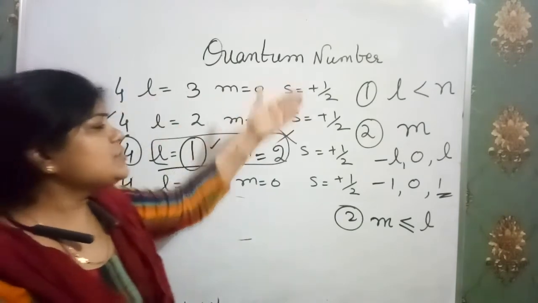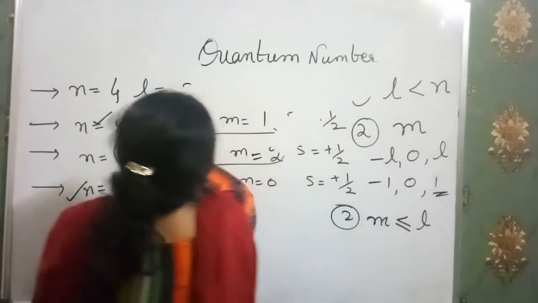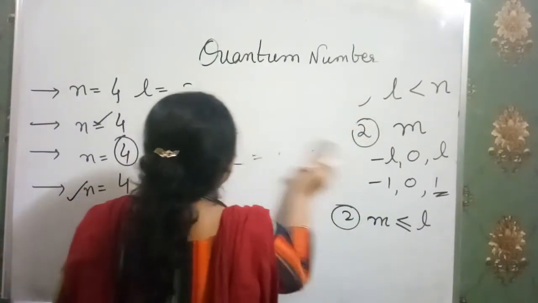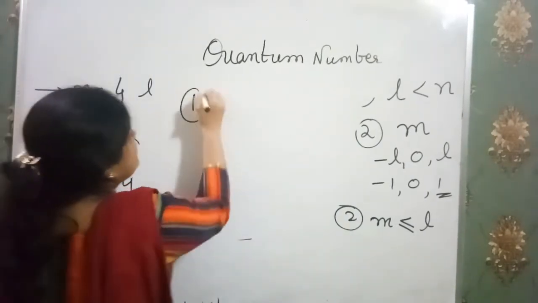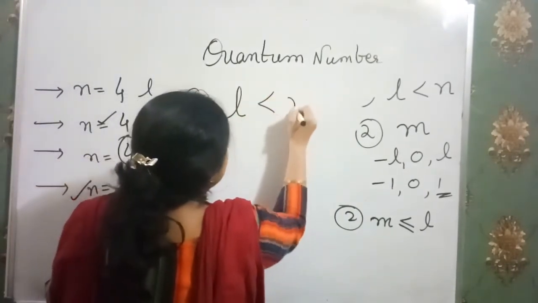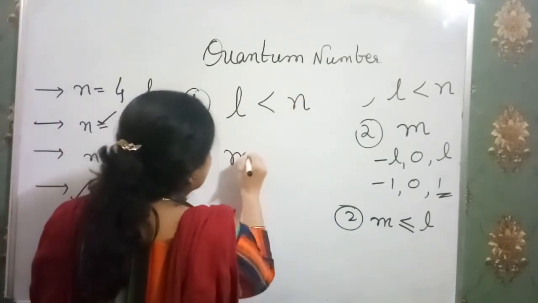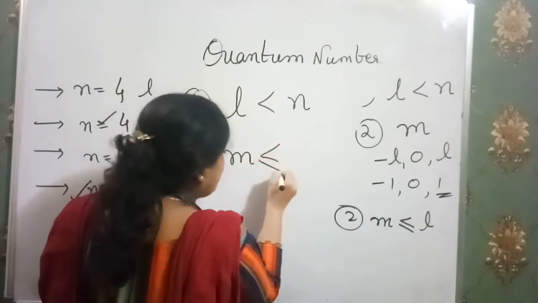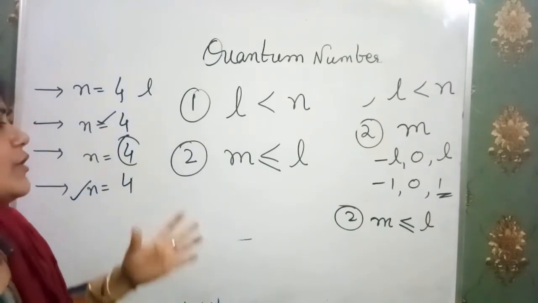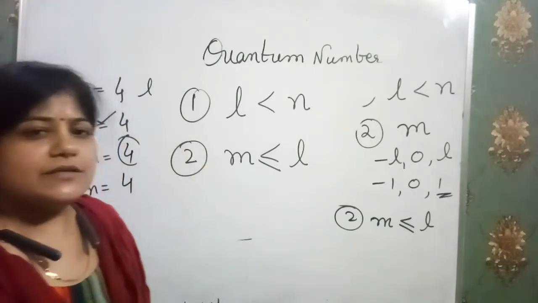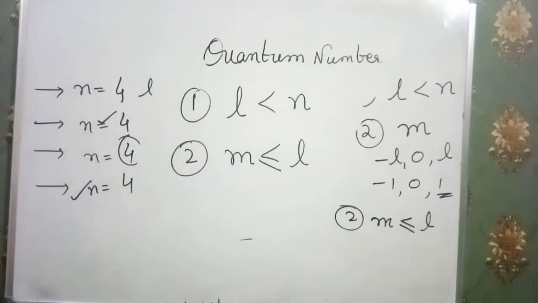You just check these two cases and you will get the answer for that. I again summarize this topic: in order to check the four quantum numbers, firstly check the condition that the value of l must be less than the value of the principal quantum number. Second, the value of the magnetic quantum number must be less than or equal to the azimuthal quantum number. You can easily get the correct quantum number set. Now the next type of question I am going to explain is related to quantum numbers.